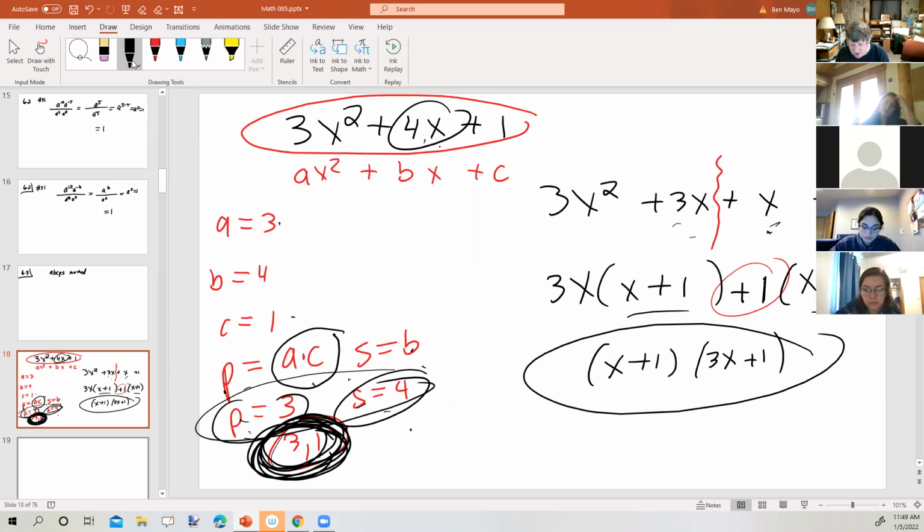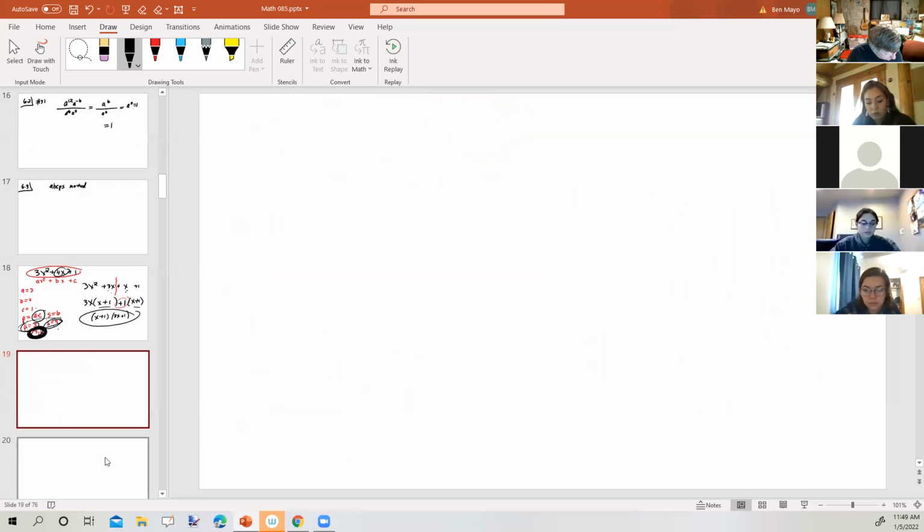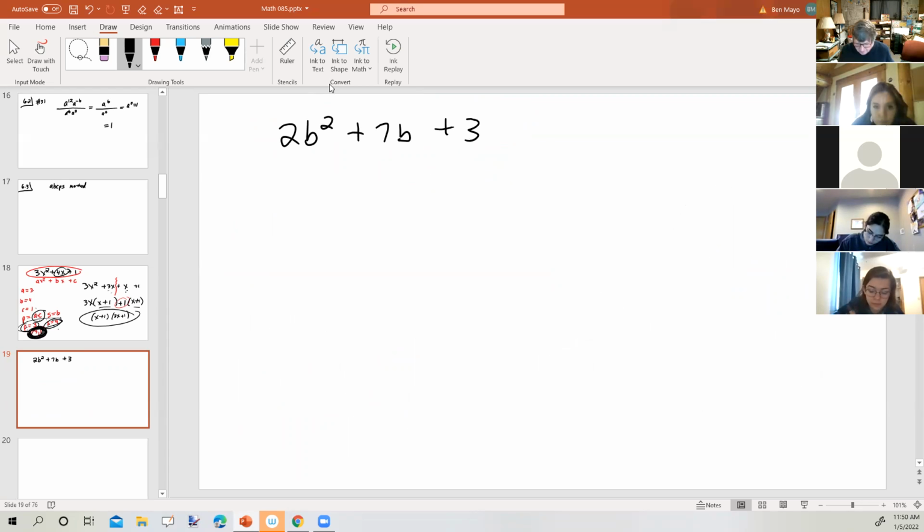Any questions on this problem? All right, let's take a look at another one. Let's see here. 2b squared plus 7b plus 3.